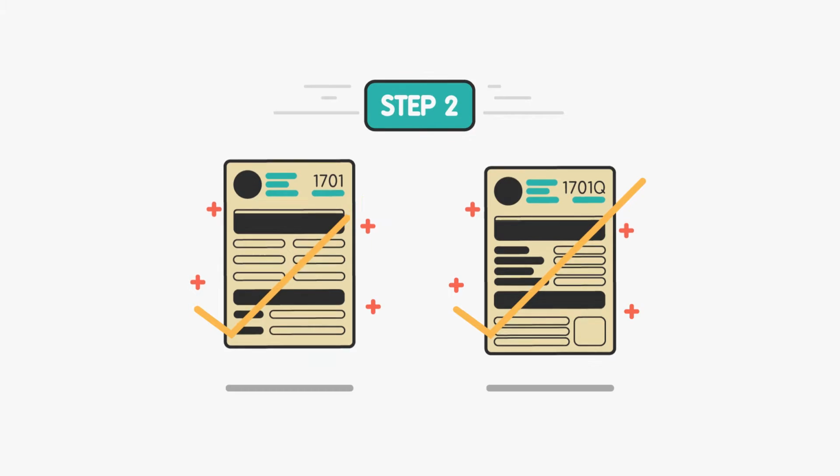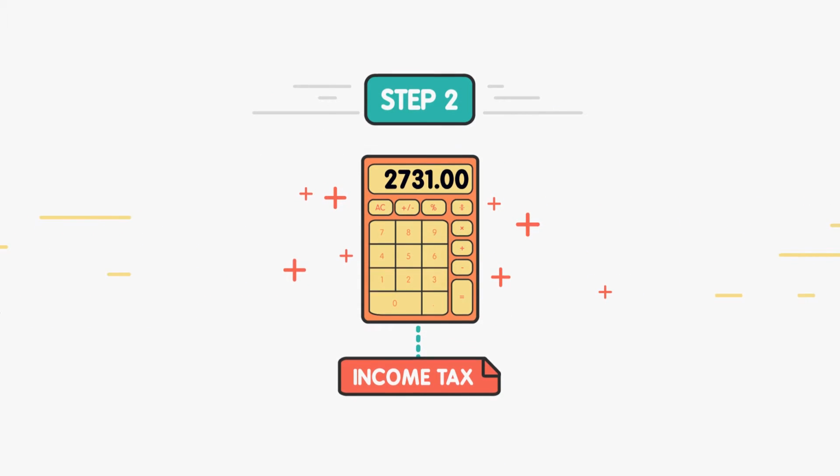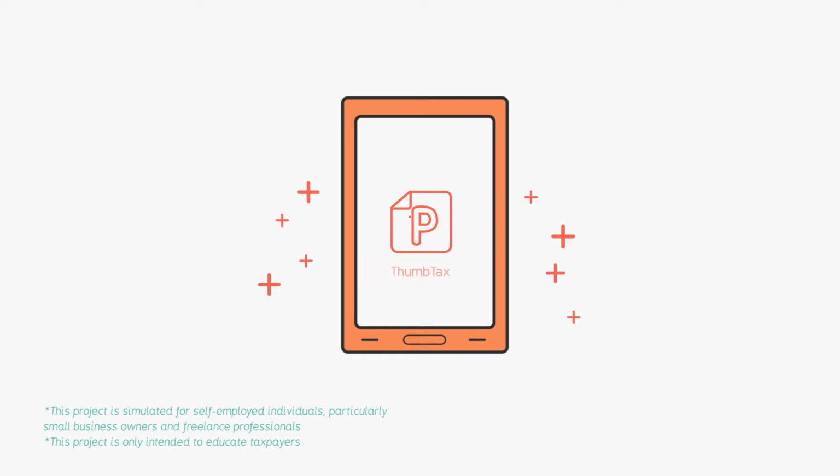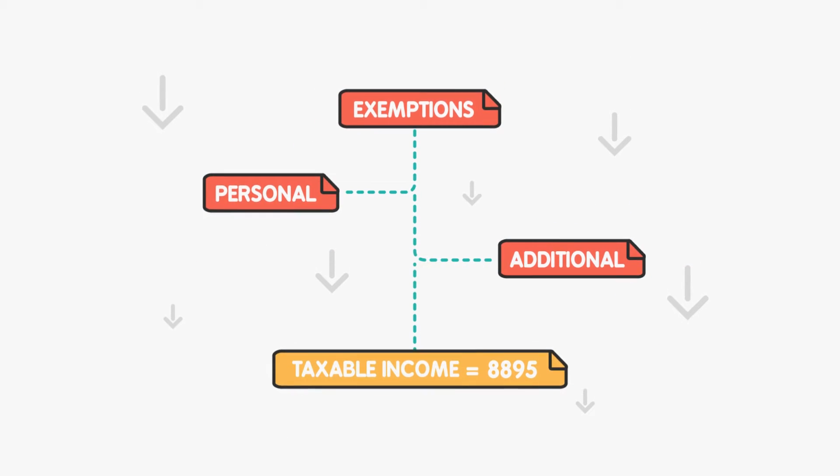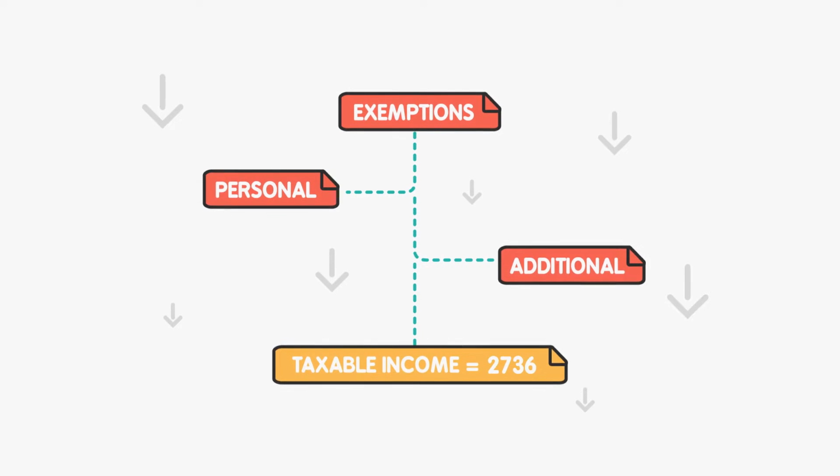Step 2. Now that you have your form secured, start computing your income tax. You know what? Why don't we make your life a little easier? Download the Thumbtax mobile app so you can compute your tax correctly with just a few taps. Remember that personal and additional exemptions will be deducted from your taxable income.